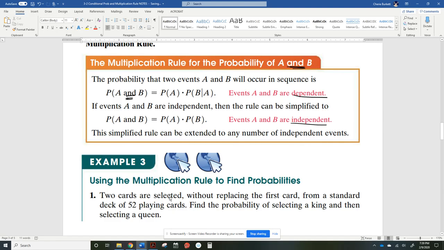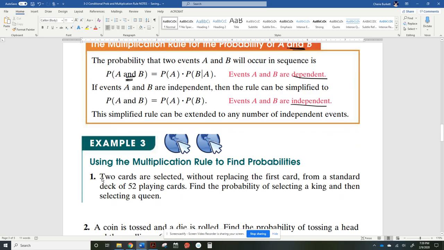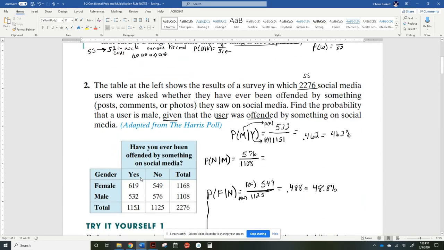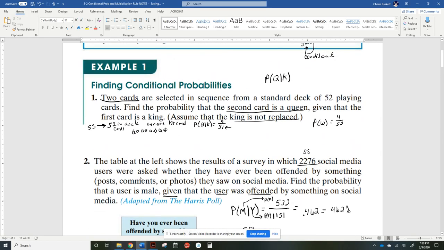So two cards are selected. Now, again, this is not the same kind of situation as it was the first time, because we are selecting two cards. But notice the difference in the question. It says find the probability of selecting a king and then selecting a queen. There's the word and. Let me go back up to the first one. That was not what we did the first time. It says two cards selected. Find the probability of just the second card being a queen, given that the first card was a king.